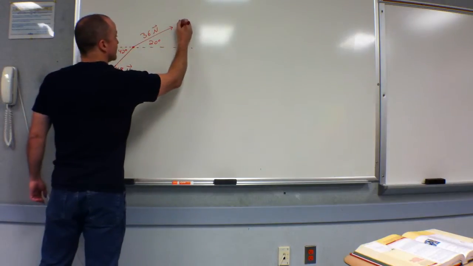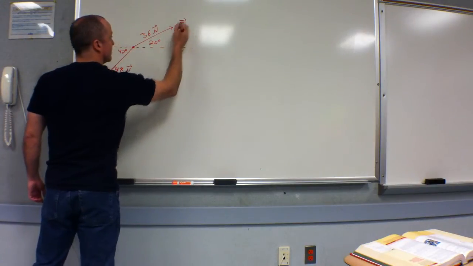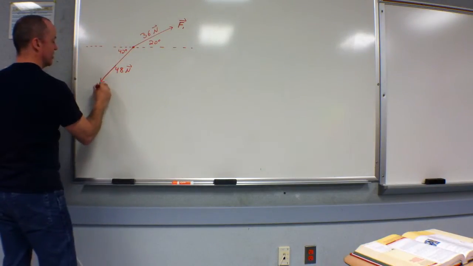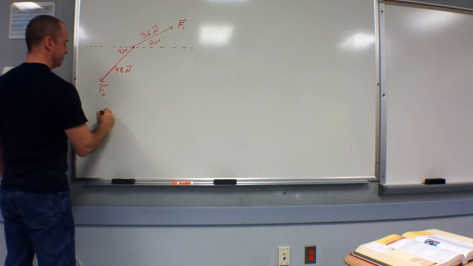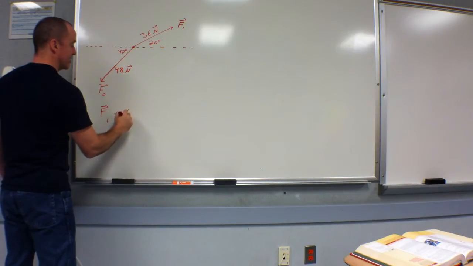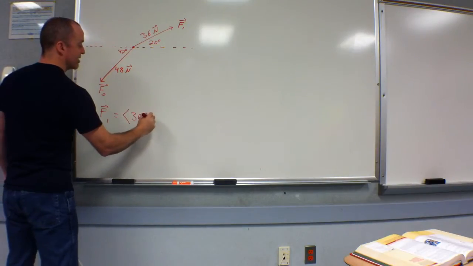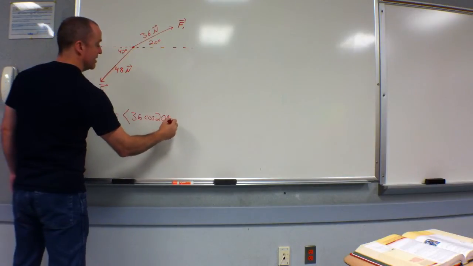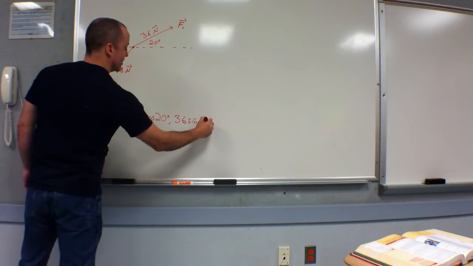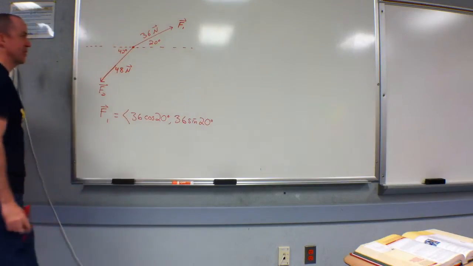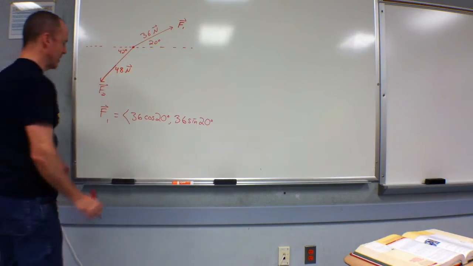So I'm going to call this force 1. I'm going to call this force 2. I think that's what the book does. So force 1 is going to be the vector 36 cosine 20 degrees, comma 36 sine 20 degrees. That's pretty much the only rational way to write that force.